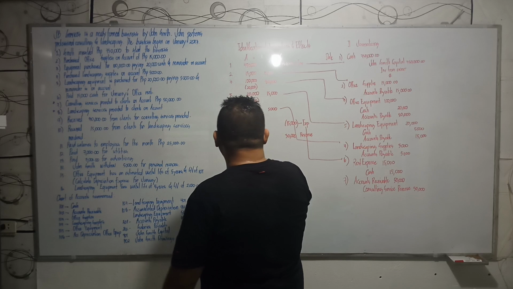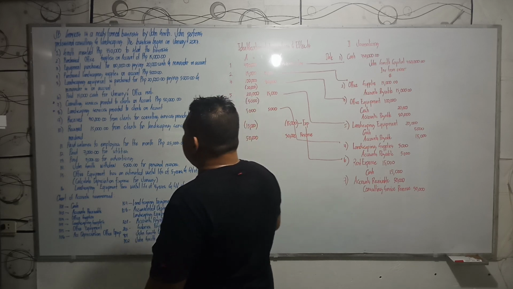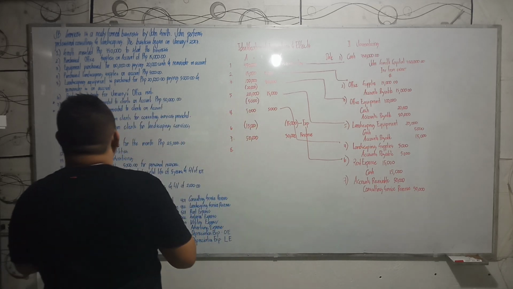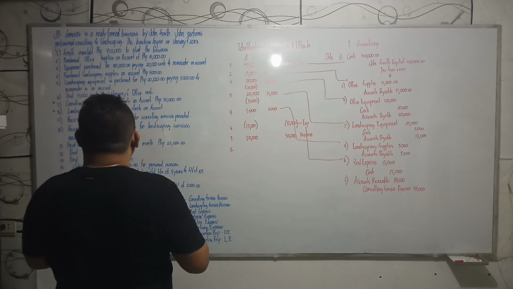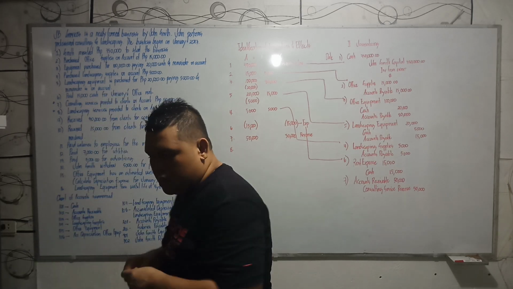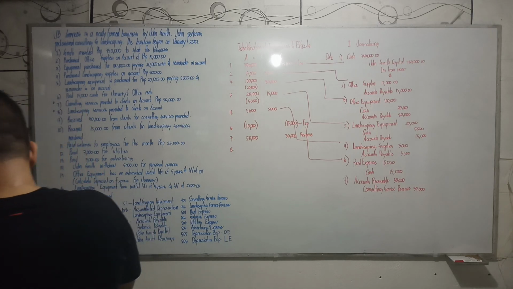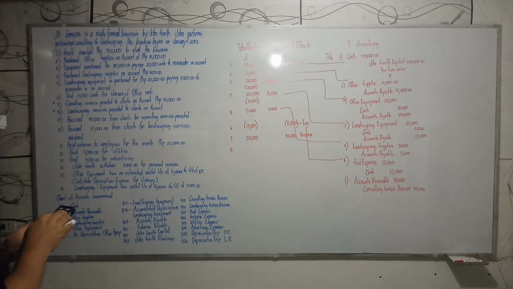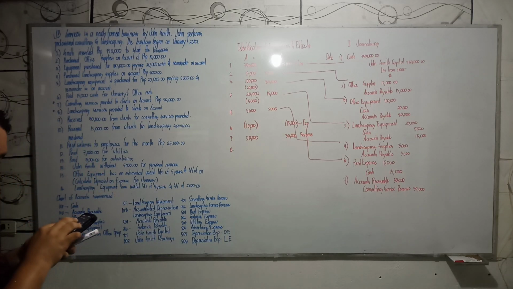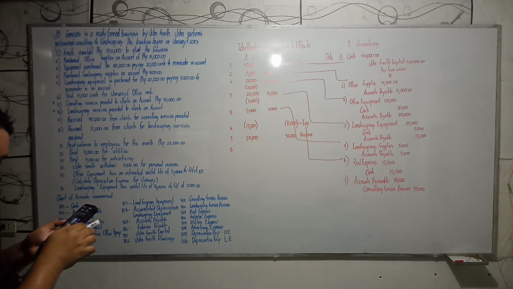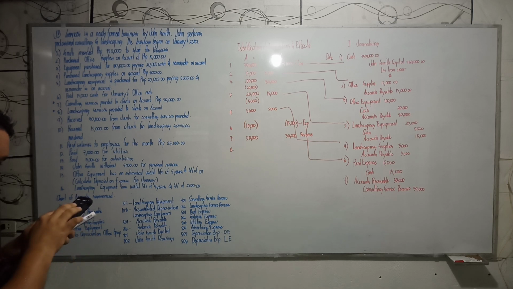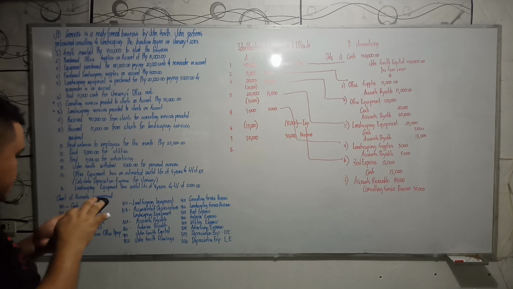Now let's go to number 8. Number 8, landscaping services provided to clients on account. There is no amount right here. And maybe I forgot the amount. Let's see the original problem. The original problem states that, wait. The original problem is 25,000.